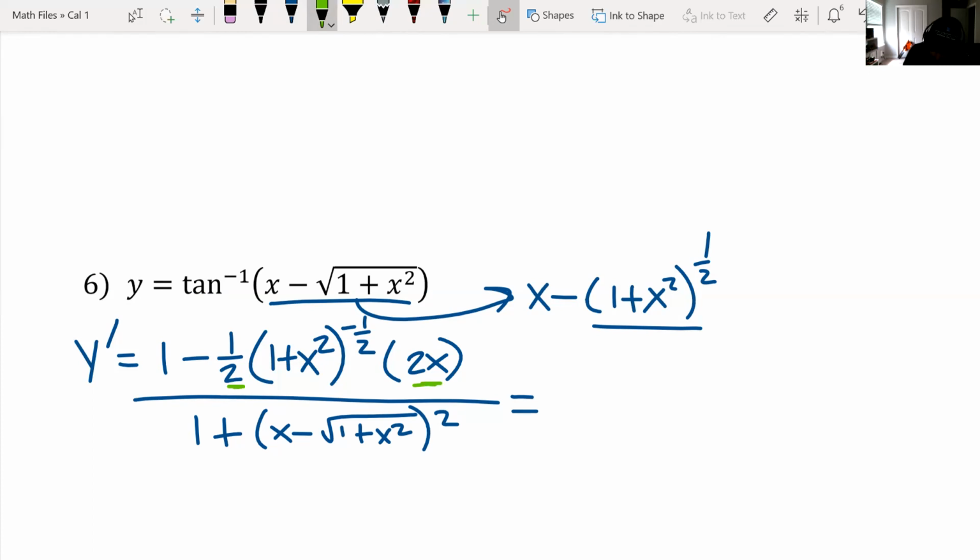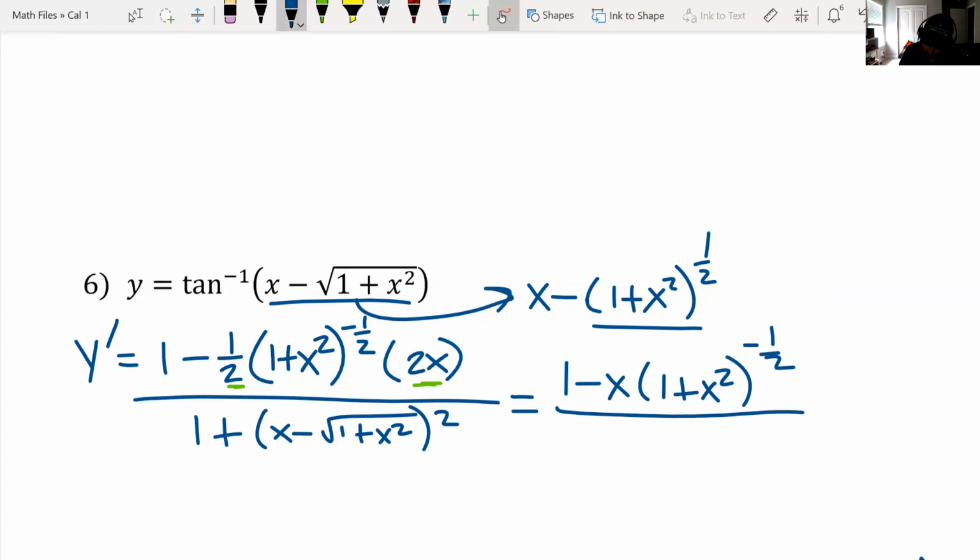This 2x, that 1/2. We get (1 minus x) times (1 plus x squared) to the negative 1/2, over 1 plus, let's see, yep, we're going to FOIL this out, children. It's not going to be fun. Or maybe it will, depending who you are. Square root of 1 plus x squared, x minus the square root of 1 plus x squared.